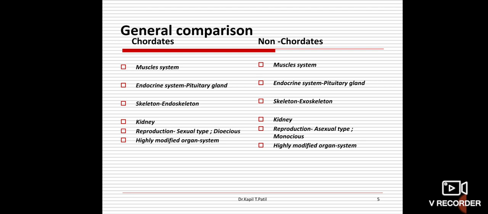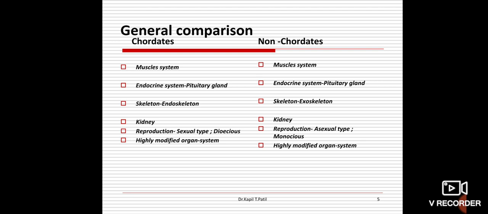Crab is also showing the exoskeleton type skeleton. Then next point, kidney. Kidney is also well developed; metanephric and mesonephric type of kidney is found in a chordate. Such a type of kidney is not present or is poorly developed in a non-chordate. Generally, non-chordates have Malpighian tubules; such organs help in the excretion process.